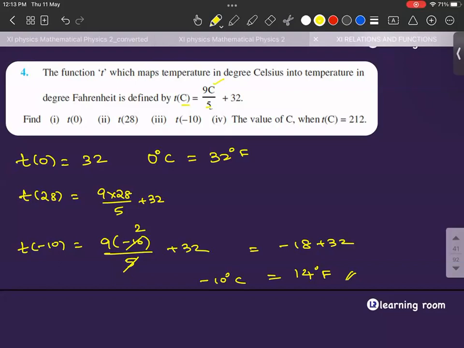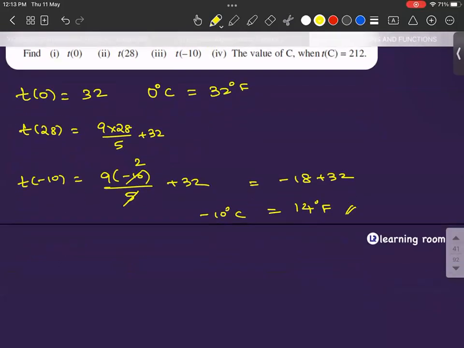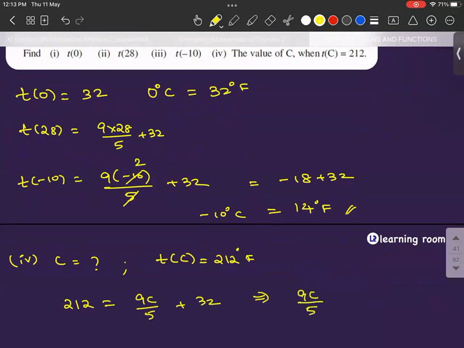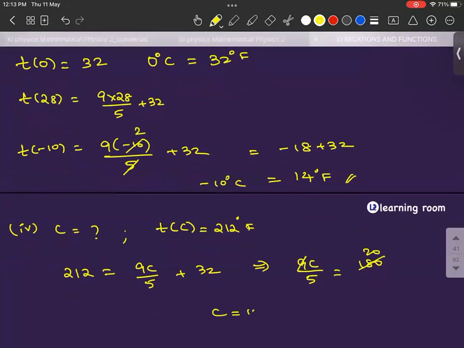The last question is, C is equal to how much when T of C is equal to 212? This time they have given it in terms of Fahrenheit. We need to do the reverse. So 212 is equal to 9C by 5 plus 32, which implies 9C by 5 is equal to 212 minus 32, which is 180. This will cancel 20 times. So C will be 100 degrees Celsius.